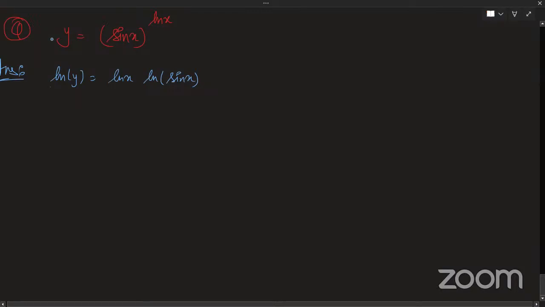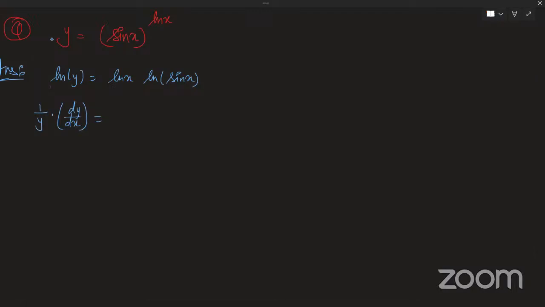We have got natural log of sin x. So I get the left hand side as 1 by y into dy by dx. What about the right hand side? Can you differentiate this thing for me? Can you help me differentiate my right hand side? Anyone?